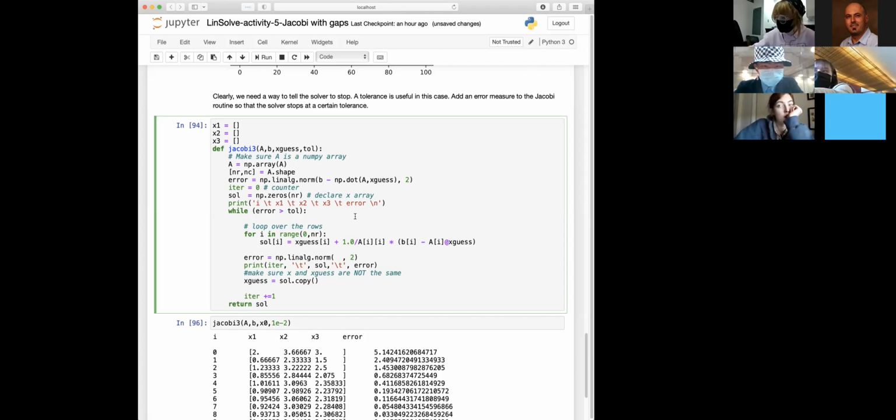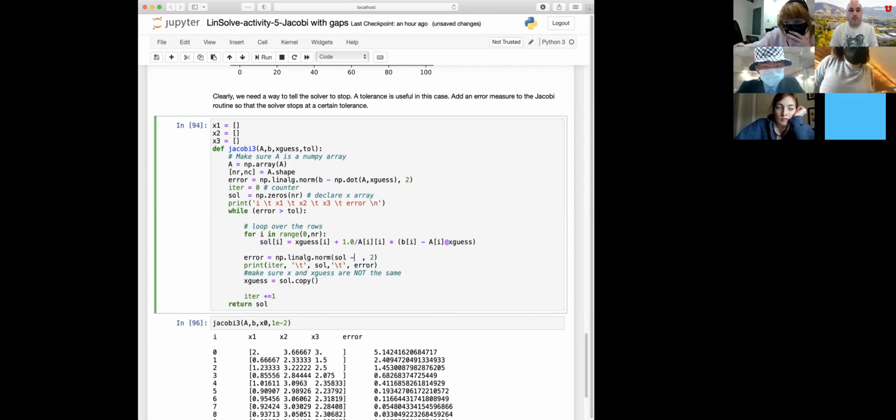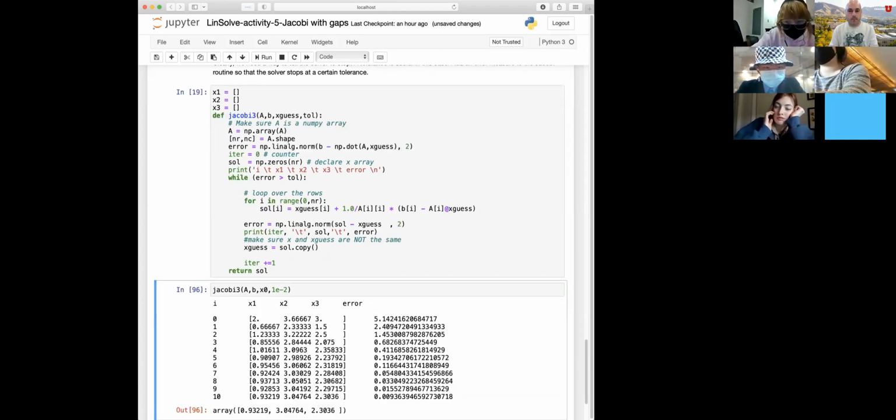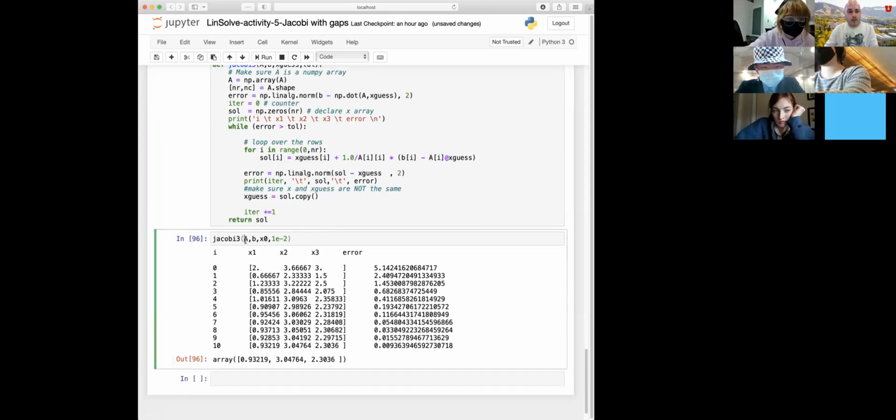What would you suggest we do for xk plus 1 minus xk? My current xk plus 1 iteration is solve, so I'm going to put solve. My previous solution is going to be x guess. That's all there is. So put this in, hoping it works. And then let's run Jacobi 3, give it A, b, x0, the initial guess, and 10 to the minus 2 tolerance.